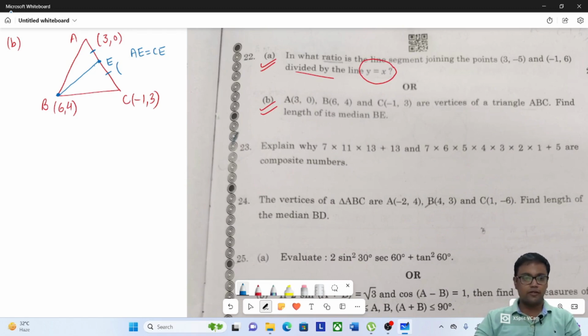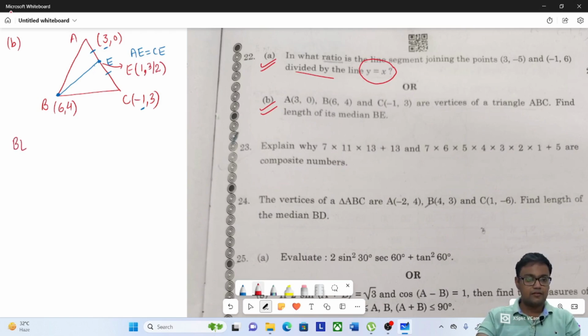When the two shares are equal, m/m or 1/1, the formula becomes (x1 plus x2) by 2, that is (3 minus 1) by 2, so 2 by 2, comma (0 plus 3) by 2, that is 3 by 2. Further, on improving this solution, I may write this as (1, 3 by 2). So the coordinates of E are (1, 3 by 2). Now we have to find the length of the median BE.